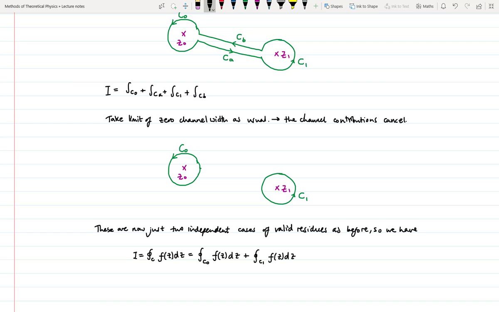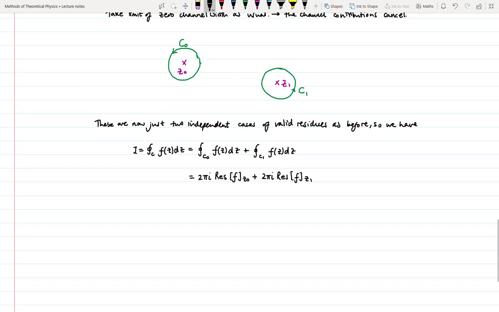Using our result and our notation from above, we know that these integrals are given by 2 pi i times the residue of our function at the singularity z0, and then this second one is given by 2 pi i times the residue of our function at the other enclosed singularity z1. So we've seen that an integral along a contour enclosing 2 isolated singularities can be decomposed into the sum of residues in this way. And in fact, this argument generalizes to an arbitrary number of isolated singularities.